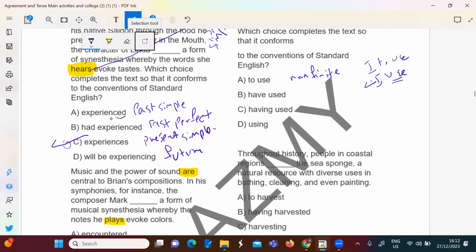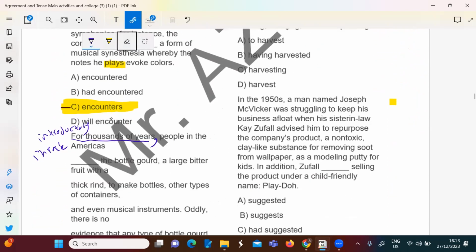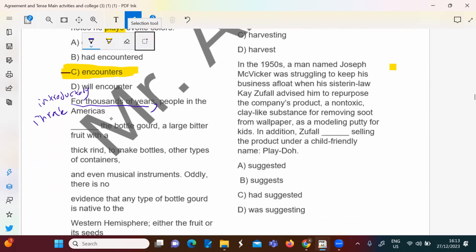Okay. The same thing here. Having and using, both of them are non-finite. Can I say I playing, or I play? I play, because the subject needs a finite verb. Very good. So where is the subject here? I'm not sure, but it's Americans. Is it people or Americas?